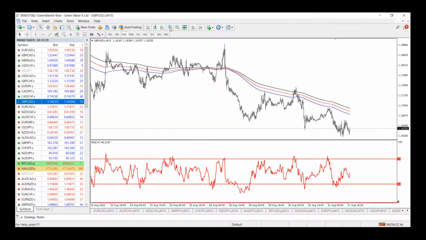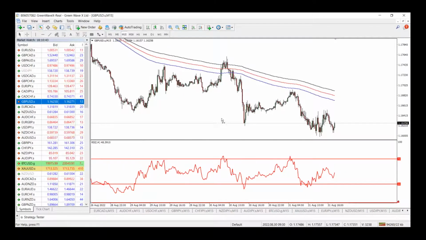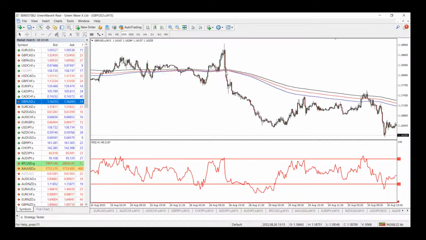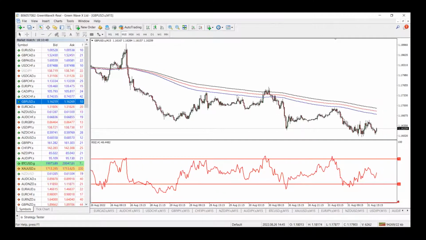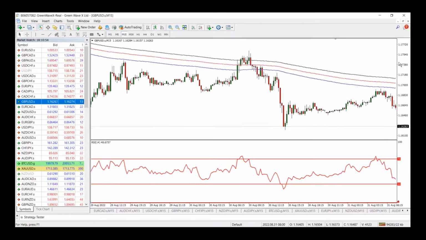So there was a trade on GBP USD this week. Price broke below the moving average band here and made a correction to the band, right? And when we got the correction to the band, what happened? The RSI also went above 70, which means the when and the where is done.